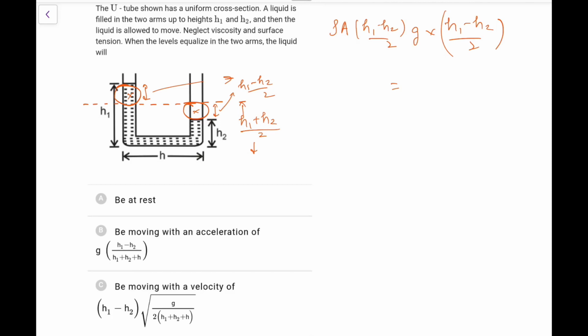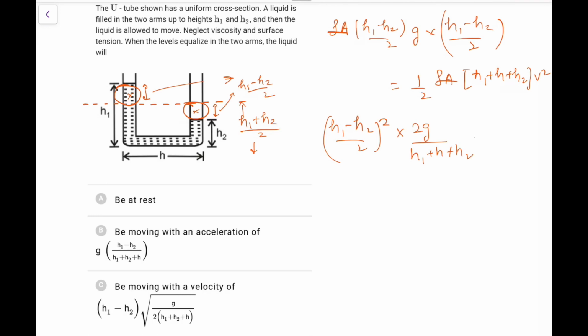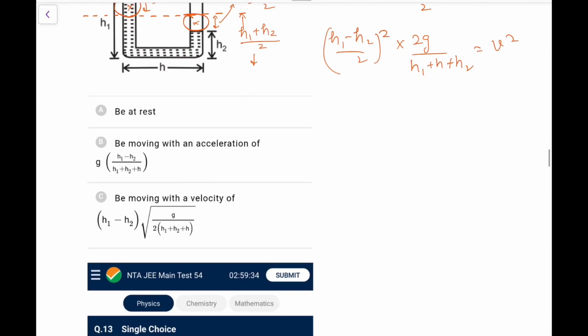So this is the loss in potential energy, that would be equal to half mv square. So half m, total mass would be rho A into (h1 plus h plus h2) into v square, because all will have the same speed. So this rho A gets cancelled. So now what I get, ((h1 minus h2)/2) to the whole square into 2g, (h1 plus h plus h2), that would be equal to v square. Now you can make out what is the answer that should be written. So it is looking like only option C is correct. So C is the correct one.